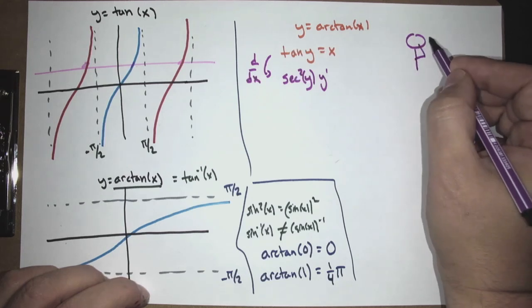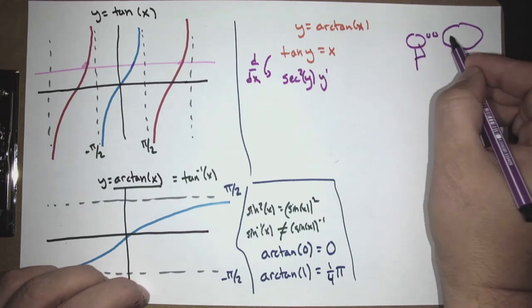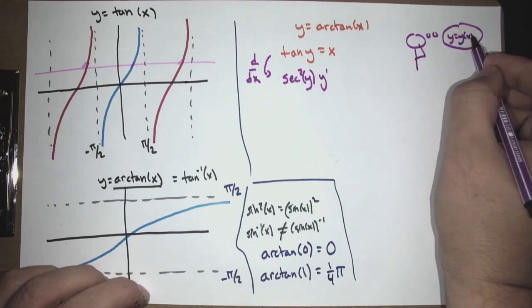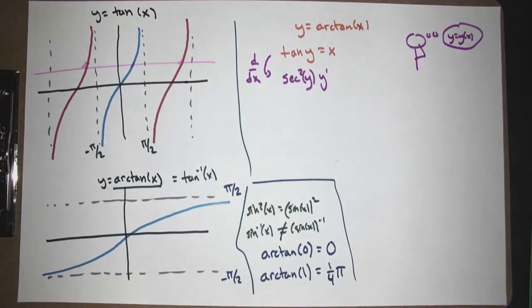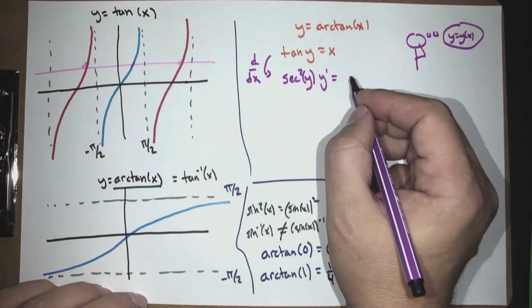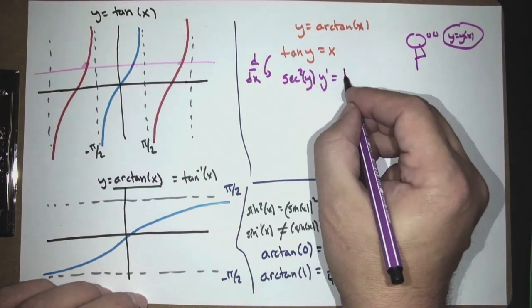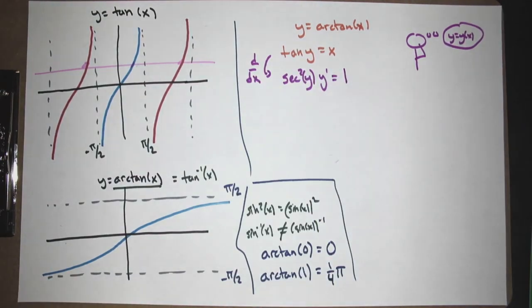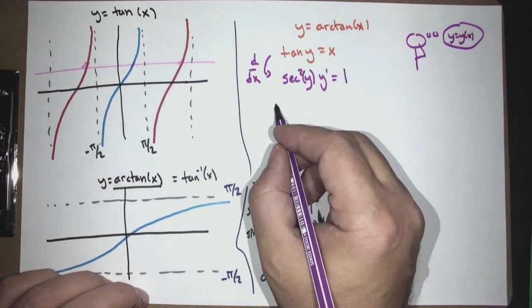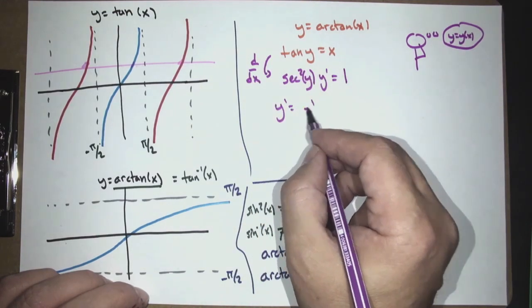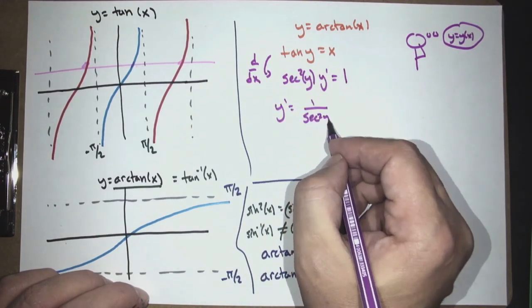Right. Because when we're doing implicit differentiation, we're thinking of y as being a function of x. We just don't know exactly what it is. Well, in this case, we do. It's arctangent. All right. How about the derivative of the right-hand side? It is the 1. Okay, so we're almost there. Y prime is 1 over secant squared y.